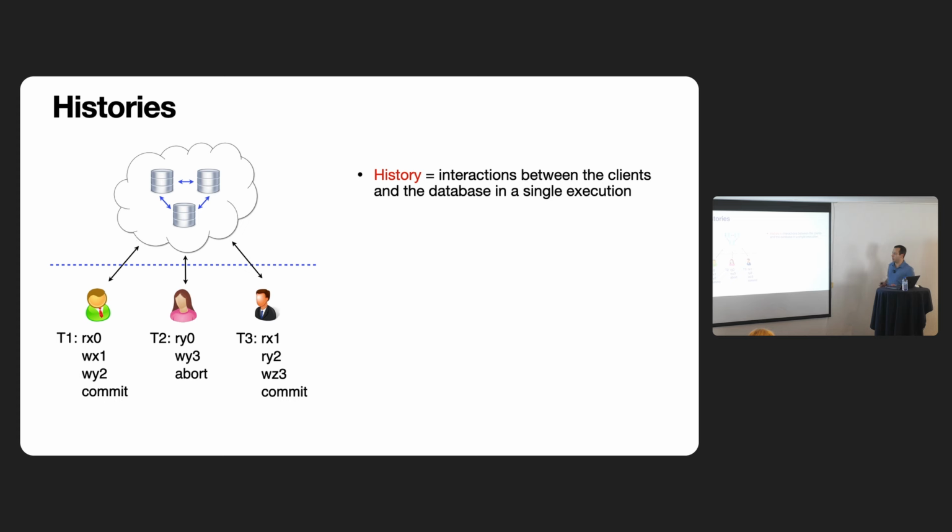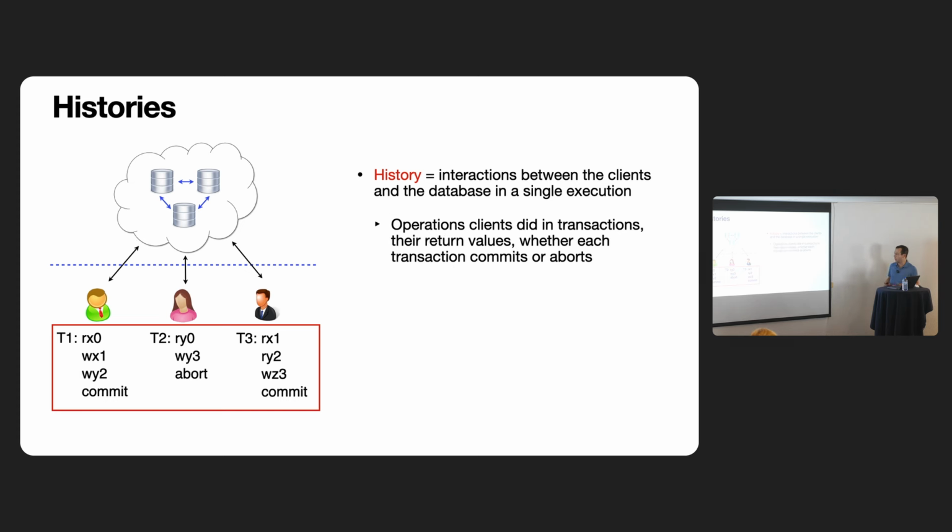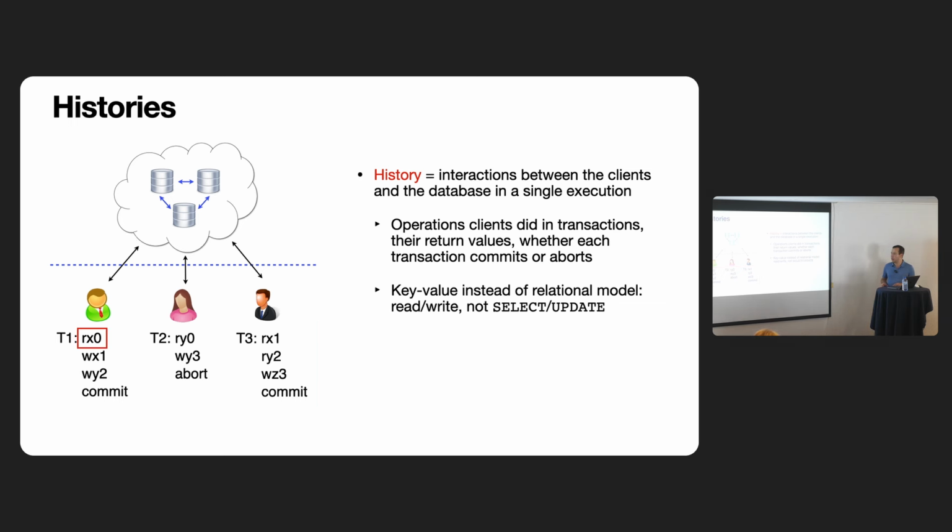Here's an example of a history on the left. We have a bunch of transactions. The history records which transactions the clients did, which operations they did in transactions, the values these operations returned, and whether each transaction commits or aborts. You may recall that transactions may sometimes abort because of failures or something else, so we have to record this. Now, to make this talk a bit simpler, even though I'm talking about relational databases, I'll stick as much as possible to the usual key-value store models. So unless necessary, I will not be writing SQL statements on the slides. Instead, I'm going to talk about just reads and writes to some objects.